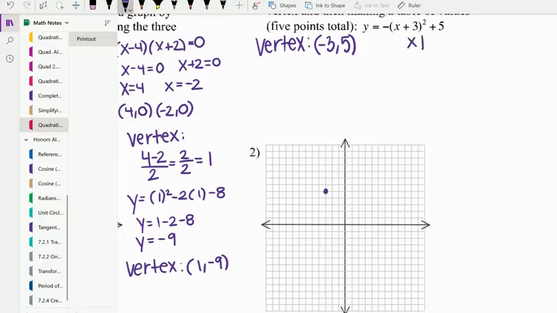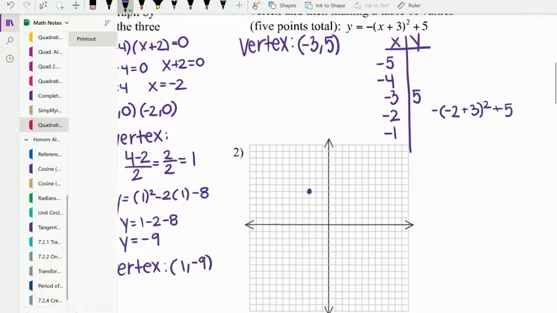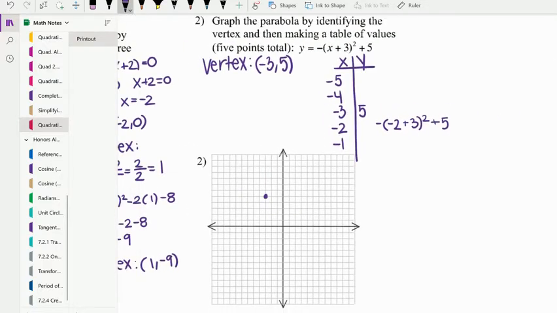And then just like we did in our tutorials, when we pick our points, we have our vertex, and then I'm going to pick 2 points above and below. So negative 4, negative 5, and then negative 2 and negative 1. So if I plug in negative 2, I have the negative and then negative 2 plus 3 squared plus 5. So this ends up being negative, and then negative 2 plus 3 is 1, and 1 squared is 1. So we really end up getting negative 1 plus 5, which is 4. And so because it's symmetrical about the vertex, we also know that that's 4.